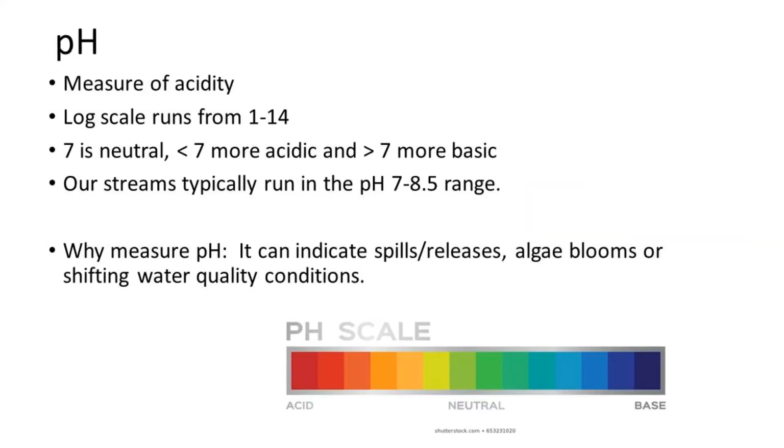pH is a measure of acidity, and if you're on the higher end, it's basicity. The scale runs from 1 to 14, less than 7 being acidic, and more than 7 being more basic. Our streams are typically slightly higher, and that's because dissolved limestone and things that are dissolved in the water make it buffer, so it wants to stay at that range of about 7 to 8.5.